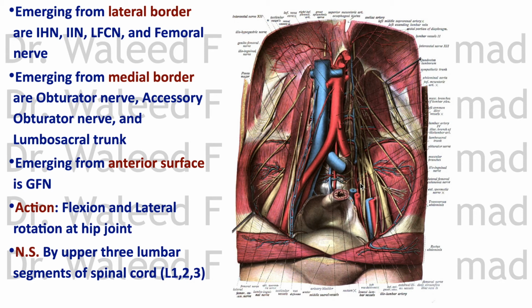Now, for the action of the muscle, together with the iliacus, it exerts flexion and lateral rotation at the hip joint, and the nerve supply of the muscle is by the upper three lumbar branches from lumbar spinal cord segments of the lumbar plexus, L1, L2, and L3. Okay, this is for the psoas major. It's called the loin muscle.